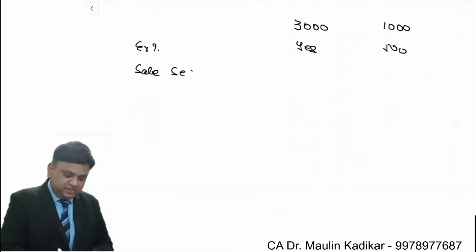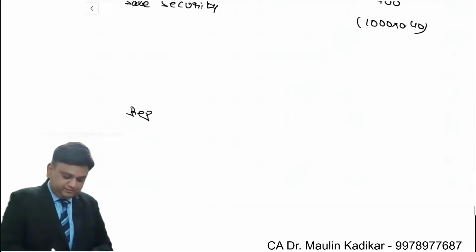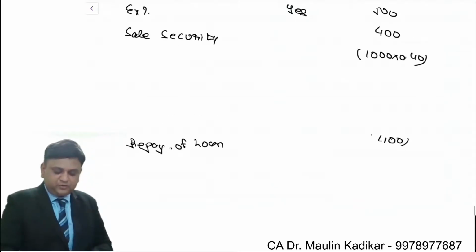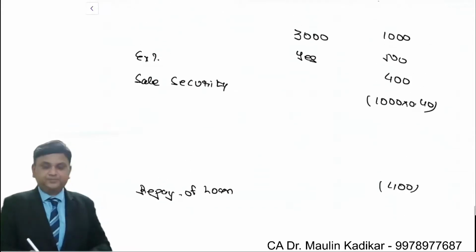If he does not exercise his right, then I sell the security. On selling the security, you will realize 400. That is 1000 into 0.4. Then you make a repayment of loan. What is the repayment of loan? 400, because 320 was borrowed at 25% for 1 year. So you have no profit, no loss.